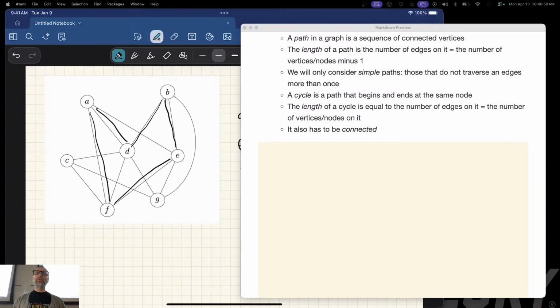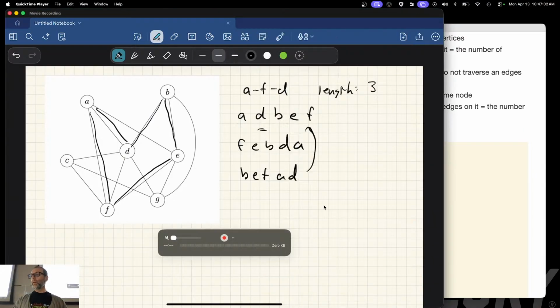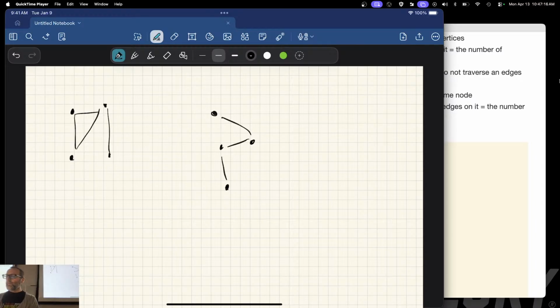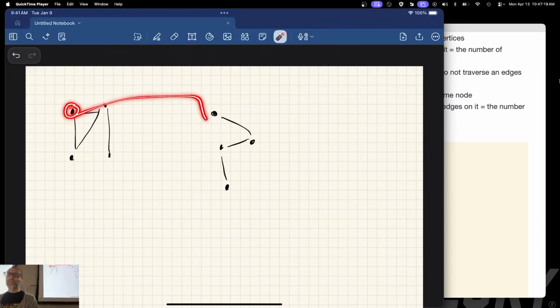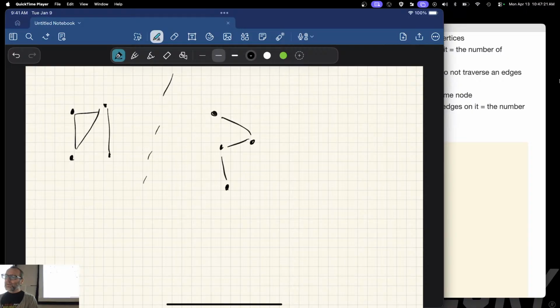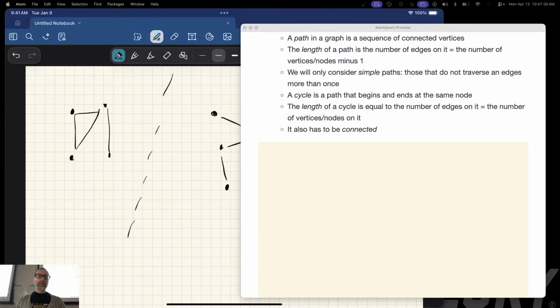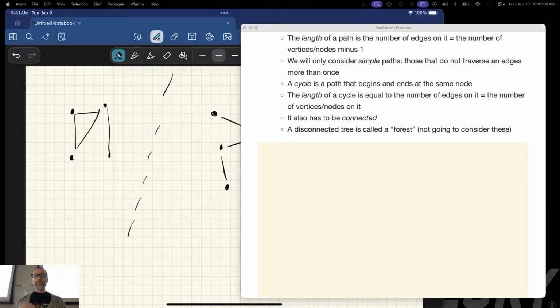You could have graphs that are disconnected. Let me show you an example here. It's not going to be this one because it is connected. But what you could do is draw a bunch of vertices over here that have some sort of connection to each other, and then a bunch of vertices over here, right? There we go. But I can't get from this vertex to any vertex over here because the graph has been disconnected. Now, if you have a collection of trees, that's called a forest, but we're not going to consider forests. We're not going to consider disconnected graphs. We're only going to consider connected graphs. A disconnected tree is called a forest, but we're not going to consider those.